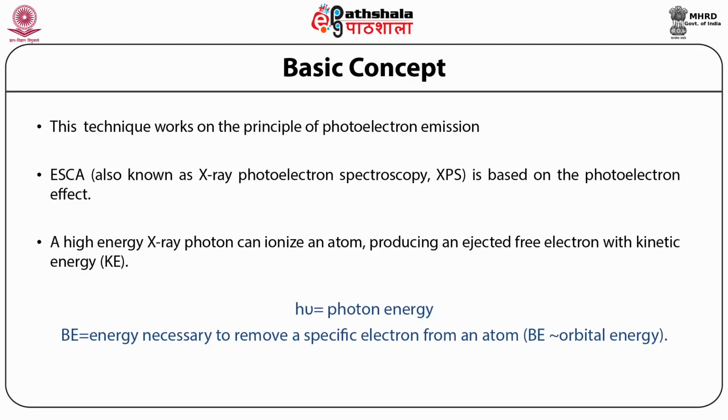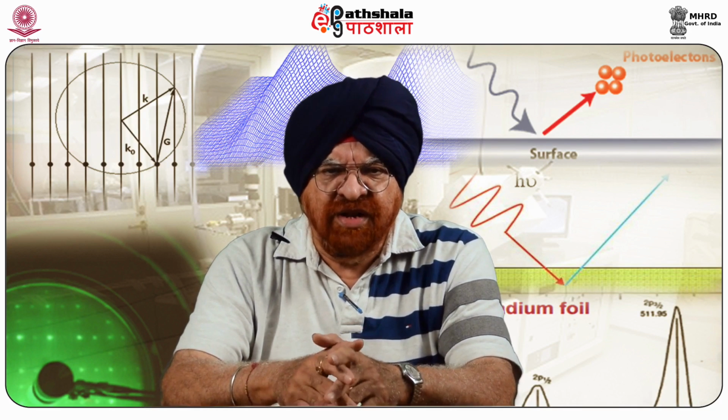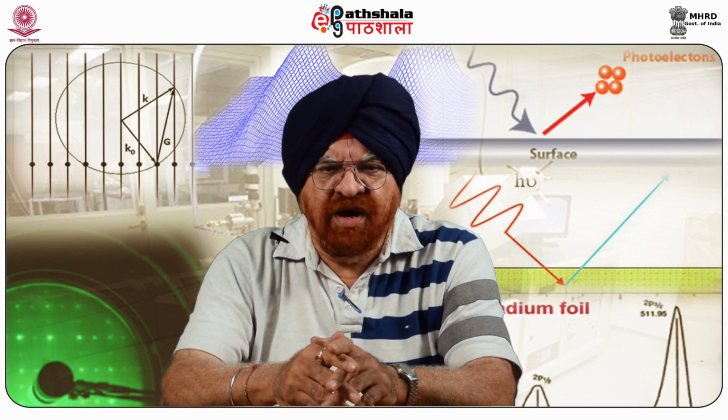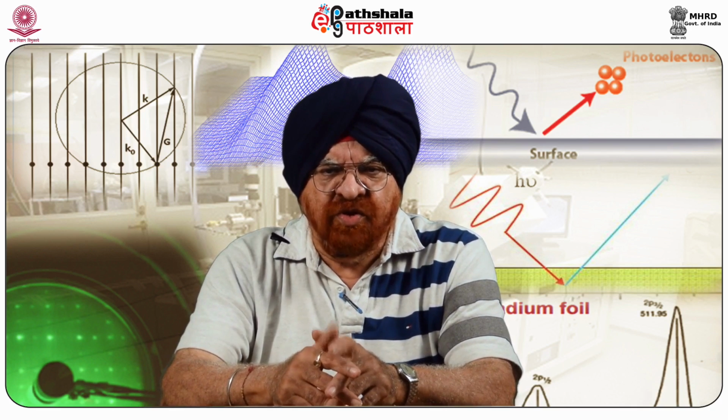When this photon hits the surface, it ionizes an atom, and an electron is ejected out with some energy, and this kinetic energy can be measured. XPS is also known as ESCA, as I said in the earlier slide, an abbreviation for electron spectroscopy for chemical analysis, introduced by Kai Siegbahn and his research group.